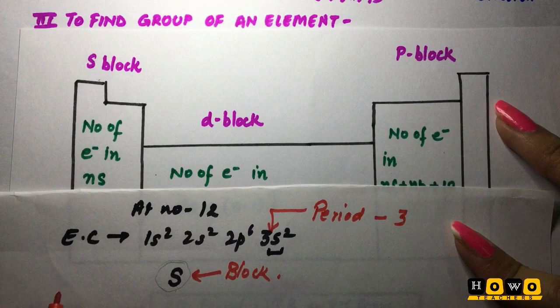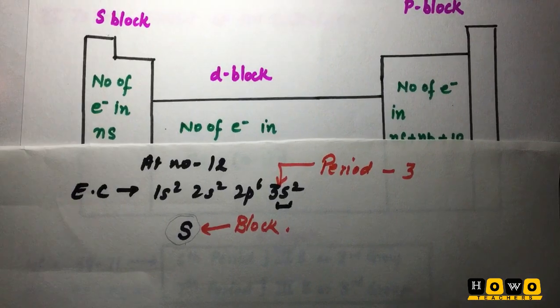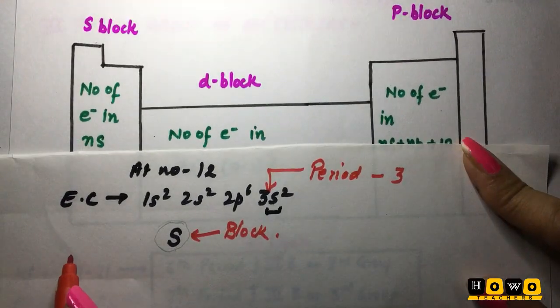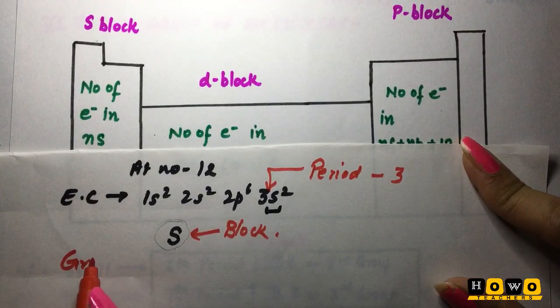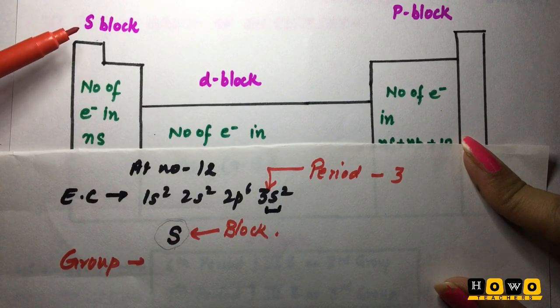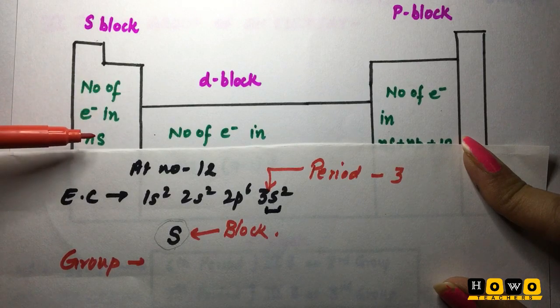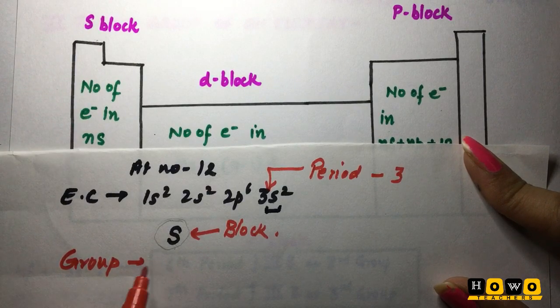Now let us see to which group it belongs. For the group, what we have to see is that it belongs to the s block. This is the formula for the s block: the number of electrons in ns, where n is the maximum. The number of electrons here is 2. So the group to which this element belongs is the second group.